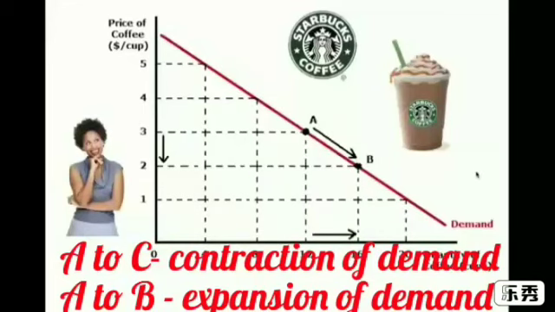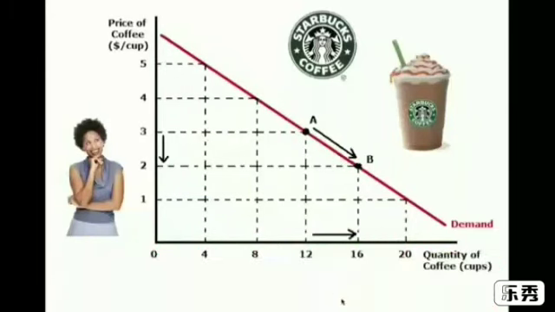So when the price falls from 3 to 2, the quantity of coffee increases from 12 to 60. As a result, we move downward along the demand curve. The increase in quantity as a result of a decrease in price of coffee is known as the expansion of demand. Here, as the result of the decrease in price of coffee, we move from point A to B.